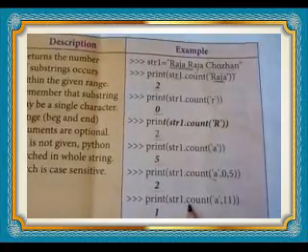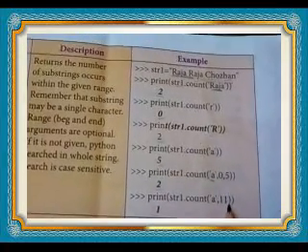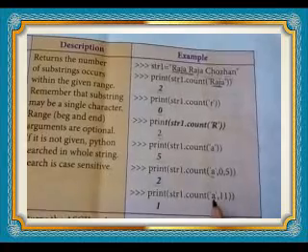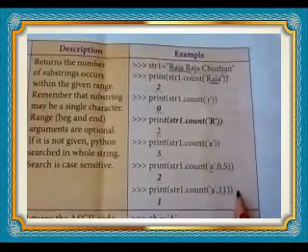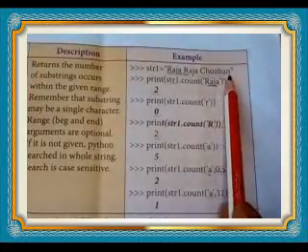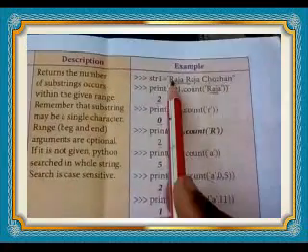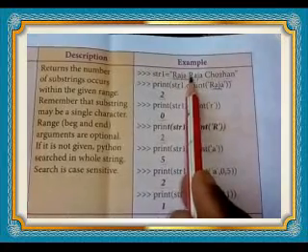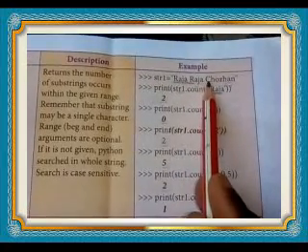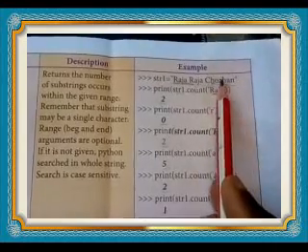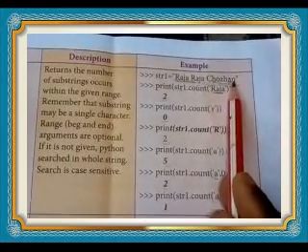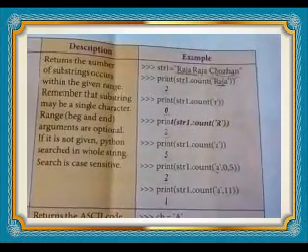Print str1.count("a",11). Here a is the string, 11 is the beginning index, and the end index is not given. So it searches till the end of the string. 0, 1, 2, 3, 4, 5, 6, 7, 8, 9, 10, 11. From here to the end it searches. How many a's are there? Only one a. So it returns 1. Understand?